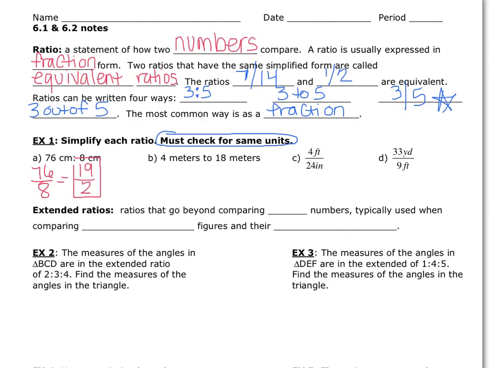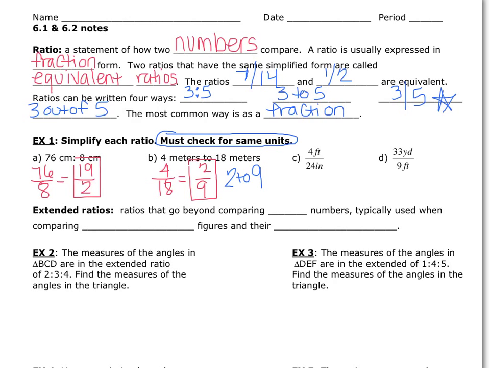4 meters to 18 meters. So basically you have 4 over 18. If you take a 2 out of both of those, it reduces to 2/9. And like I said, you can write your answer in either form. I could then write 2 to 9 as well if I wanted to. It would be the same thing.